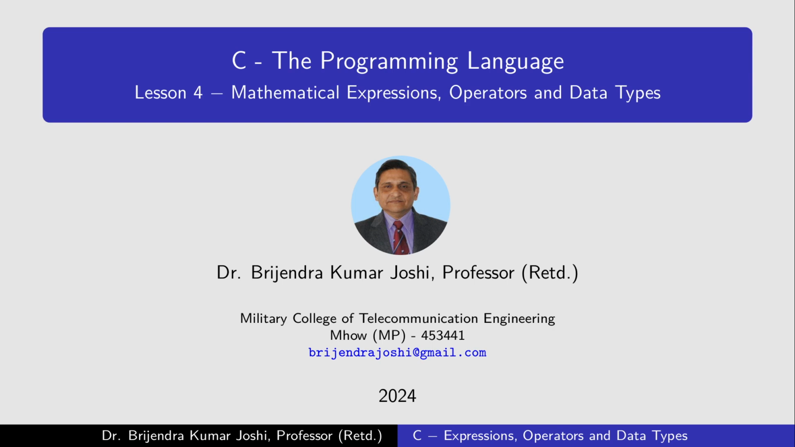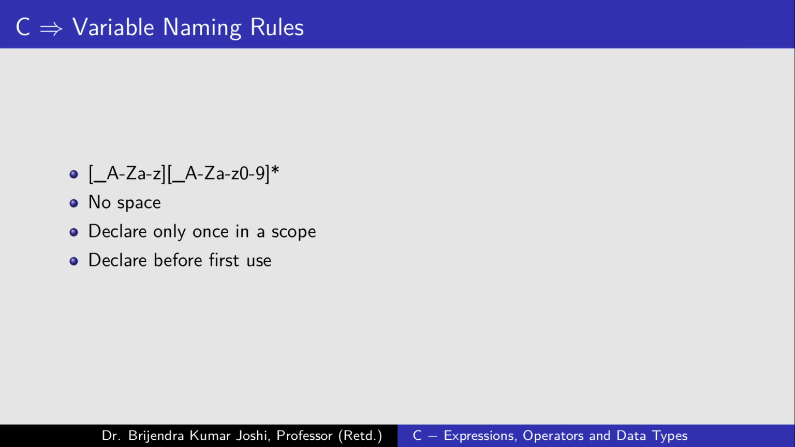In this video, we will see how mathematical expressions can be used and written in C programming language, what are basic operators and data types. First of all, variable naming rules.